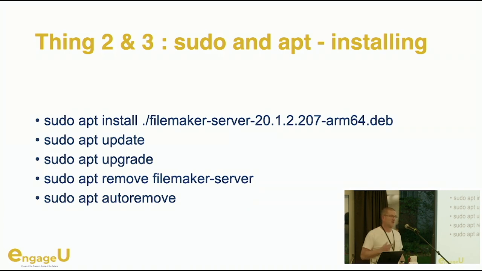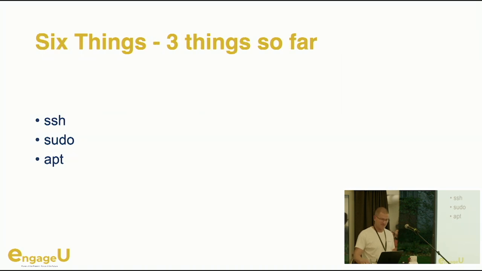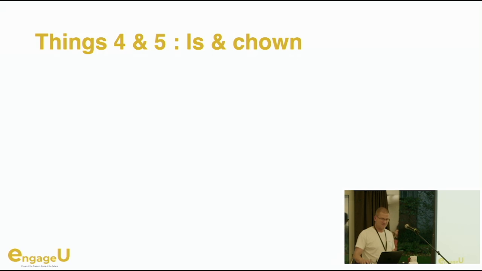I've only done 3 of my 6 things, so I'm going to give you 3 more things. So we've done 3 so far: SSH, sudo, and apt. Things 4 and 5. First one, ls -al.